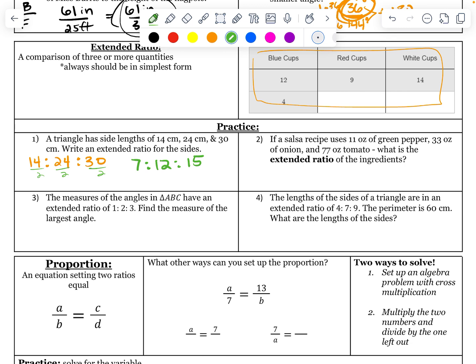7's a prime number. I can't keep dividing. Yes, but Ms. Mayhew, both of these are divisible by 3. Yes, they are, but that one is not, so you cannot keep going. My most simplified ratio are these.